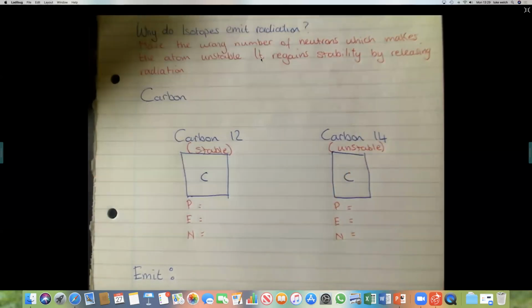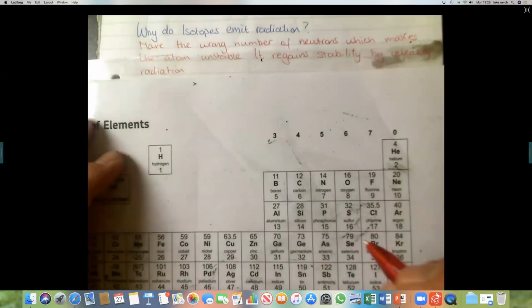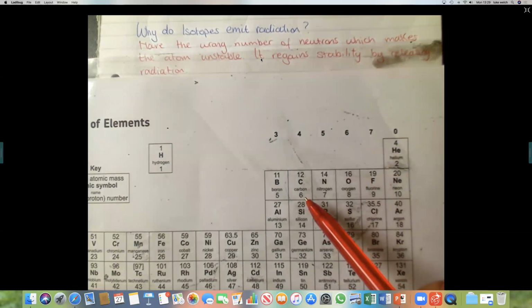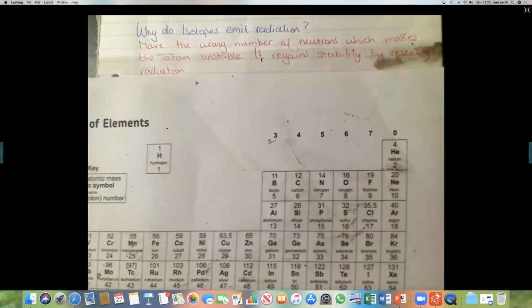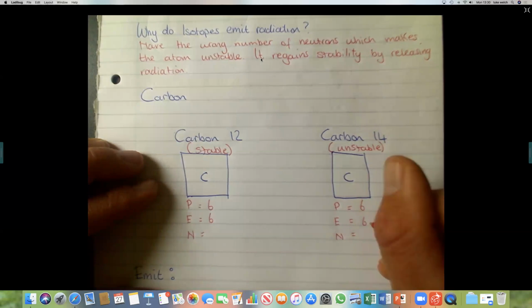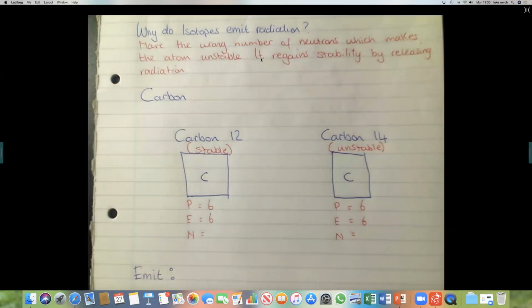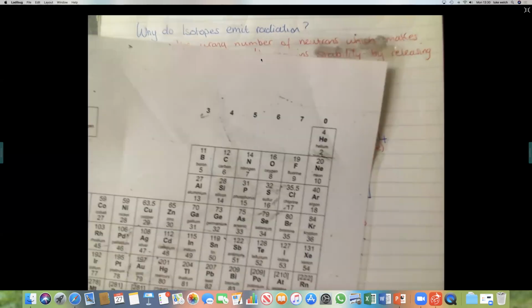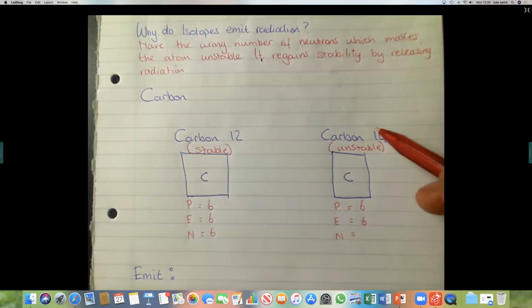First of all, I need to find carbon on my periodic table. Here we have carbon. The top number tells me protons and neutrons, the bottom number tells you protons and electrons. So my protons and electrons are the same within an isotope, so I can fill in protons and electrons for both carbon 12 and carbon 14. So I've got 6, 6, 6, 6. Now, in order to find out the neutrons, you take the bottom number away from the top number. So you're going to take 6 from 12, and that's going to give me 6. And again, I take the bottom number away from the top number, but this time the top number is 14. So I take away 6 from 14, which gives me 8.